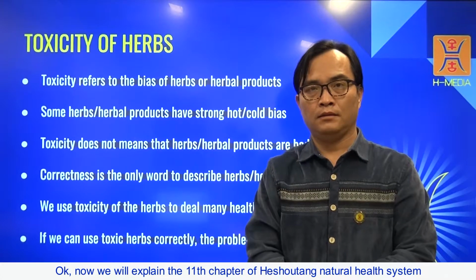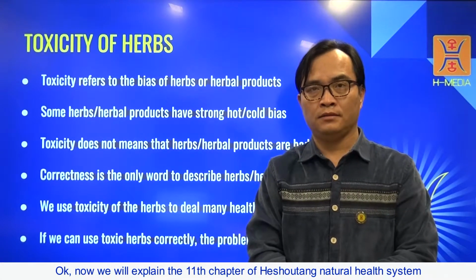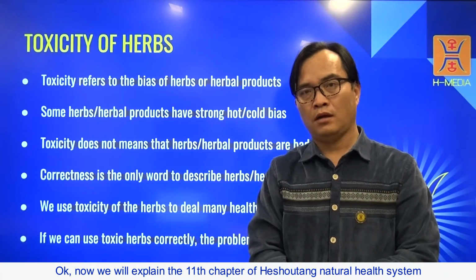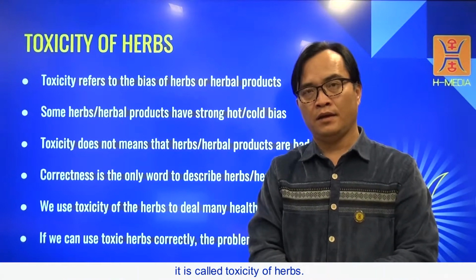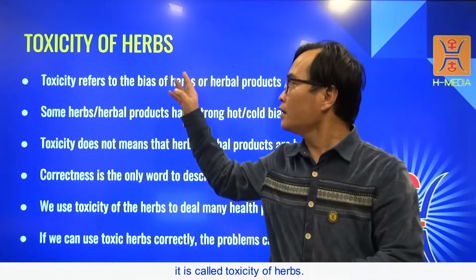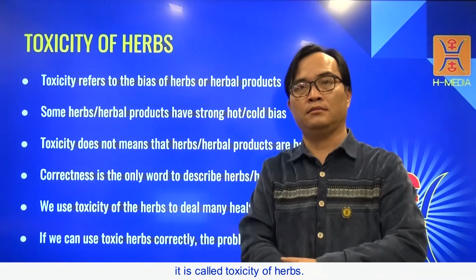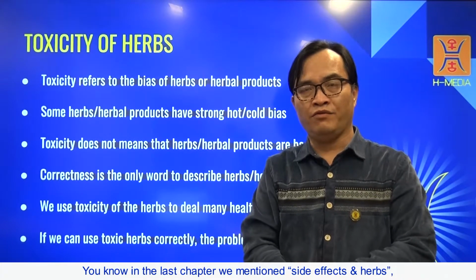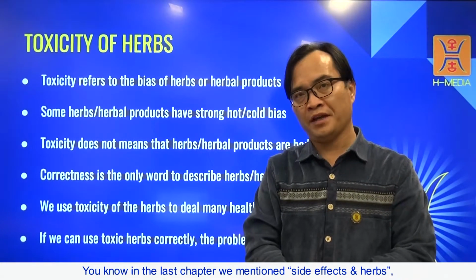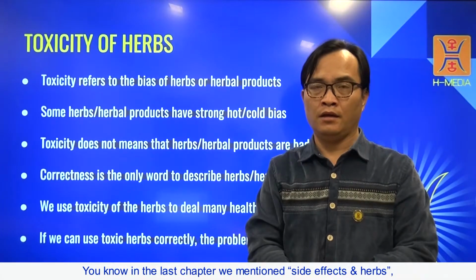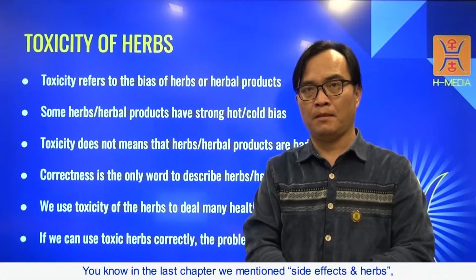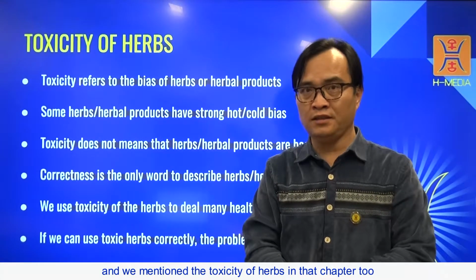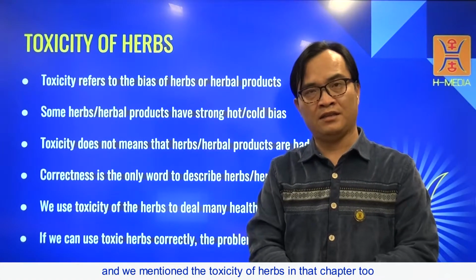Okay, now we will explain the 11th chapter of the HESHOUTANG natural health system. It is called Toxicity of Herbs. You know, in the last chapter, we mentioned side effects and herbs. And we mentioned toxicity of herbs in chapter 2.